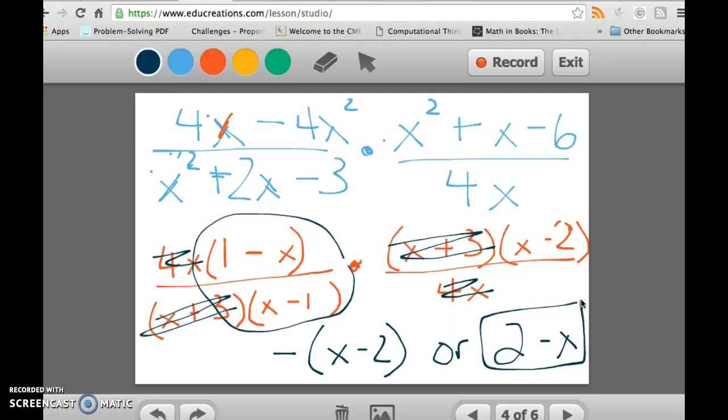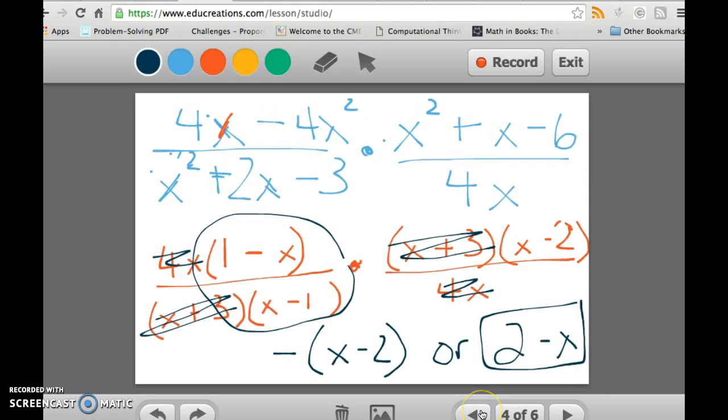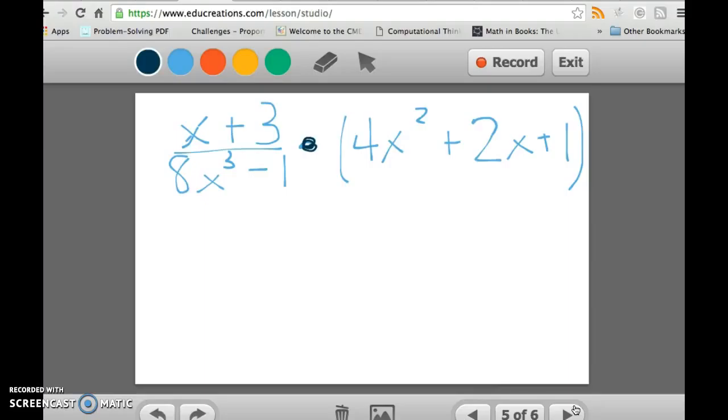All right, next one. Okay, in a way, this is easy. All they're doing is saying this is a times sign. So it's just like what we were doing on this side, except on this side we don't have a fraction, we have a polynomial. But any polynomial can just be written as a fraction over 1. So now it's easy. But what is hard is that we have a cube in here.